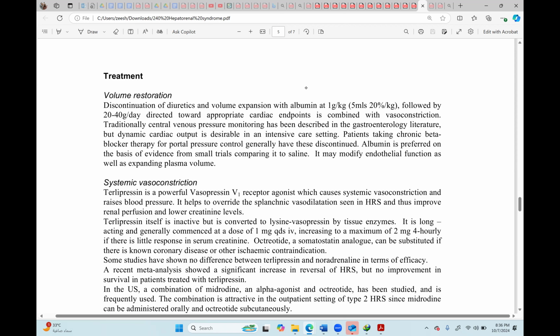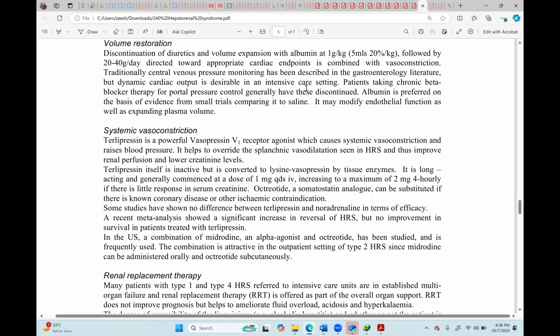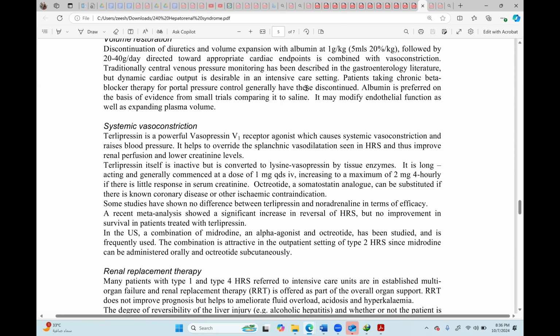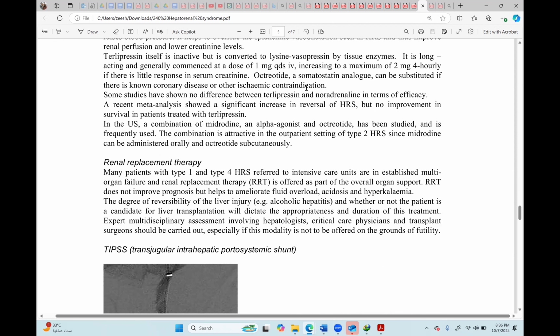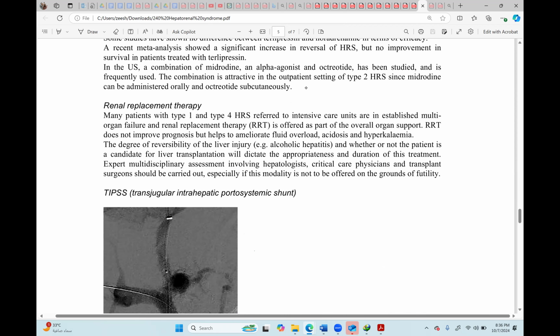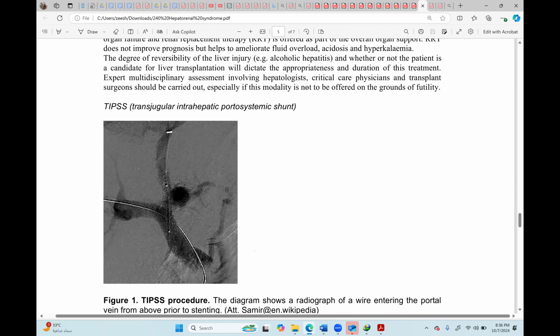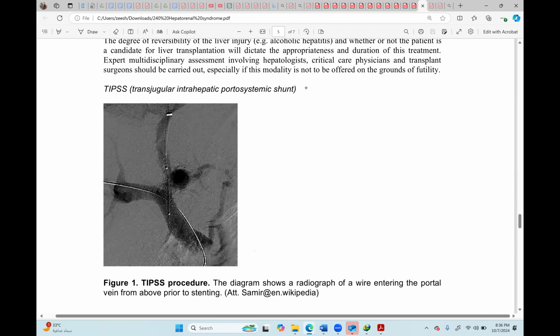A patient taking chronic beta blocker therapy generally has it discontinued. Albumin is preferred. For systemic vasoconstriction, terlipressin, a powerful vasopressin agonist, is being used. What else? RRT may be needed, and TIPS, transjugular intrahepatic portosystemic shunt.